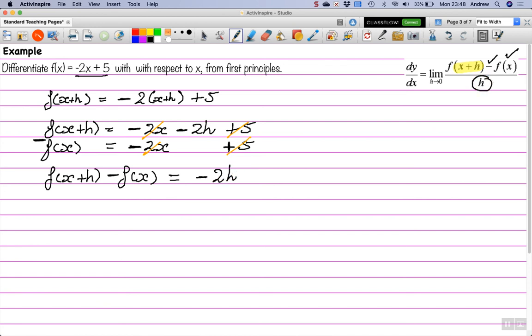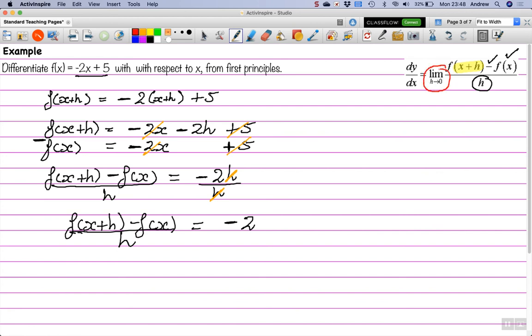Now over here it says divide by h, so we're going to divide the left hand side by h. If we divide the left hand side by h, we're going to divide the right hand side by h. And again, more cancelling. The h on the bottom cancels with the h on the top. Then rewriting this line, we get f of x plus h minus f of x all over h is equal to minus 2.